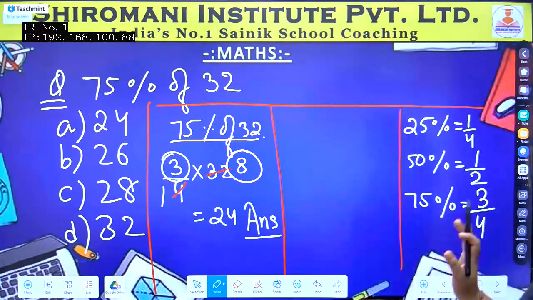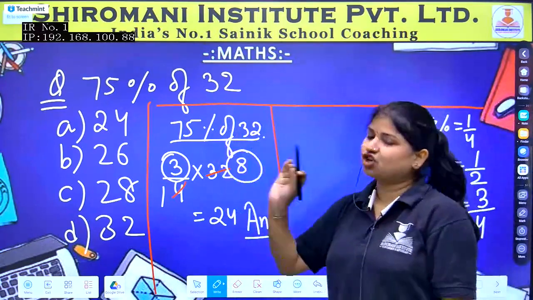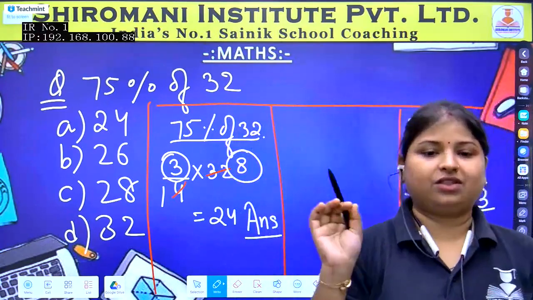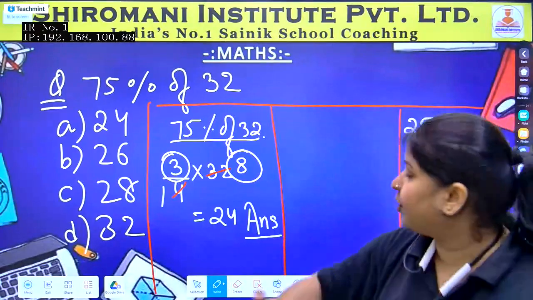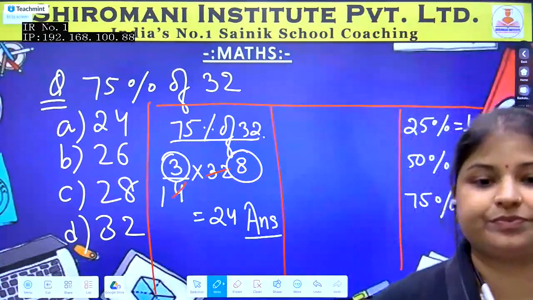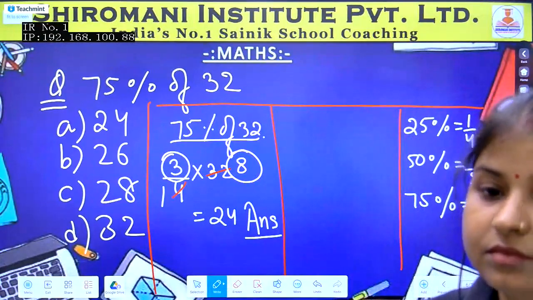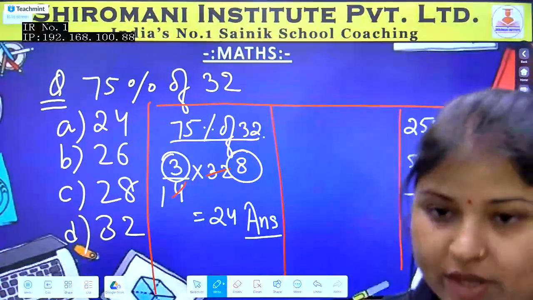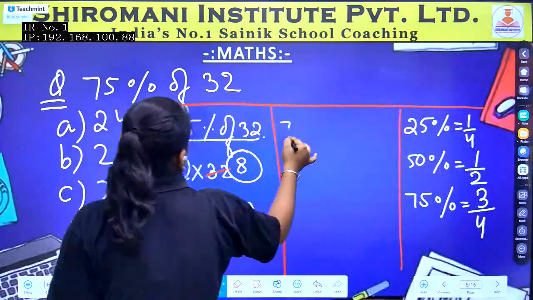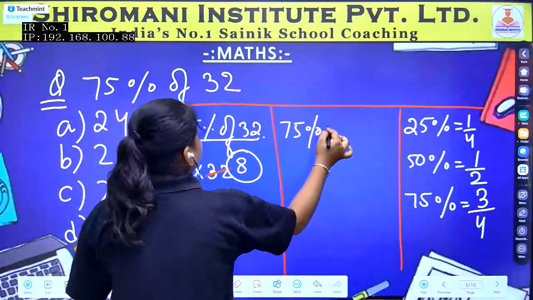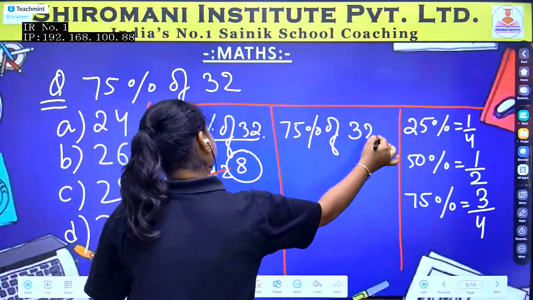Okay. So this is the shortest trick: 3/4 of the number if 75% is being asked. Any problem in this one? No, ma'am. Okay. Now the other short trick that I used to tell you is applicable to any kind of percentage.